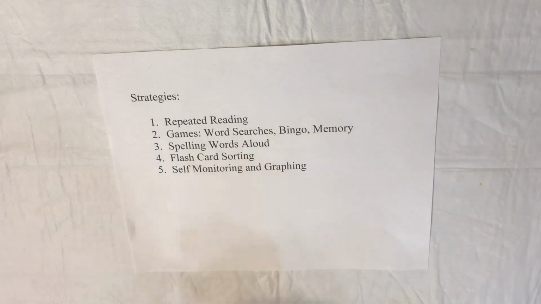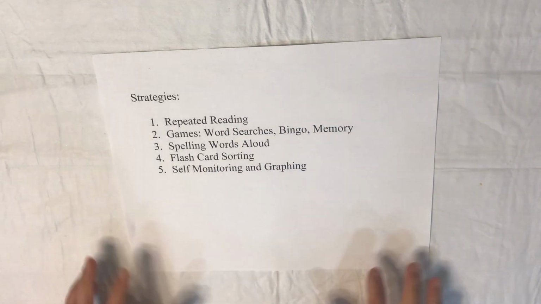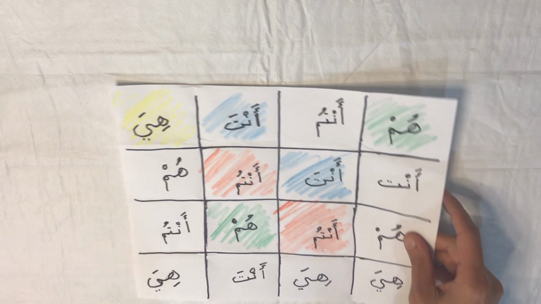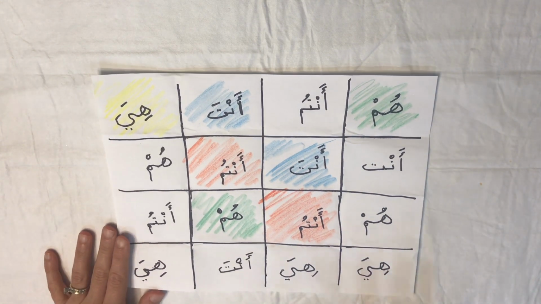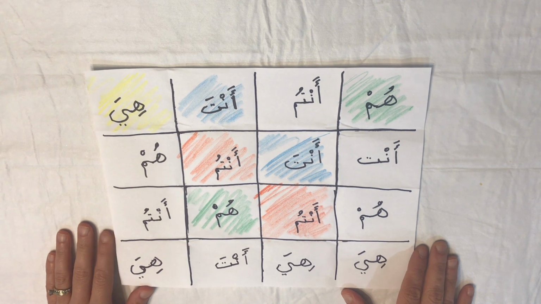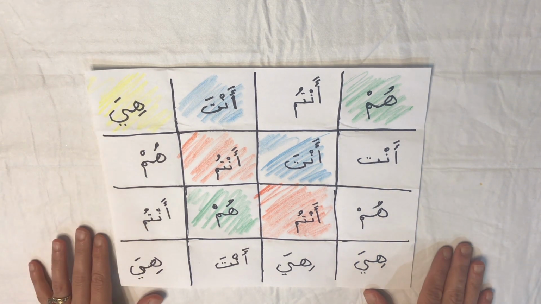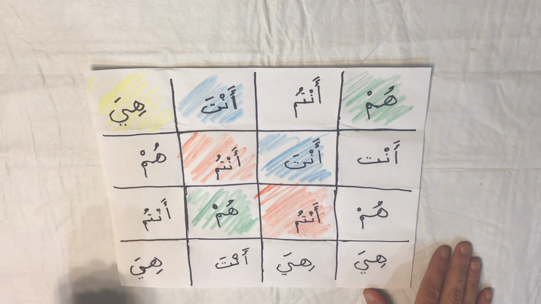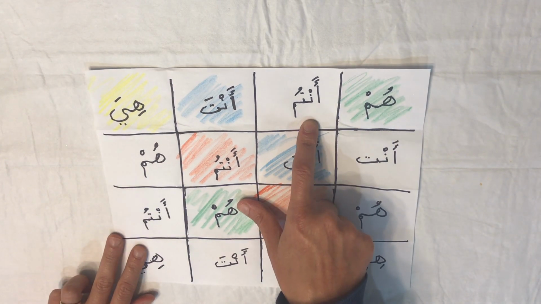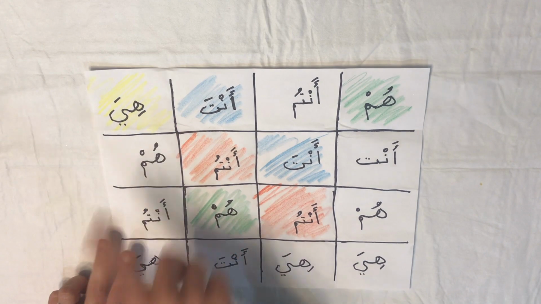The second strategy is just to play a lot of games. Word searches are a good way to build reading fluency or sight word recognition. This is one word search that you can do. I just folded a piece of paper into 16 squares and I put 4 sight words on here. We have hum, antum, anta, and hiya.